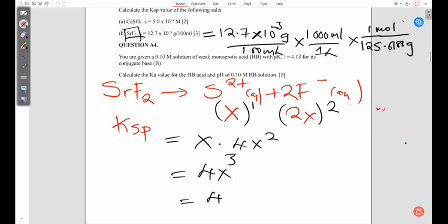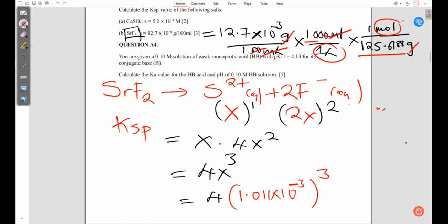So let's try to perform some dimensional analysis here. The milliliters will cancel, the grams will equally cancel, so you remain with moles per liter. Okay, you can cancel a few zeros as well to make it easier. So 12.7 times 10 to the power negative 3 multiplied by 10 divided by 125.6188. The value I'm getting is 1.011 times 10 to the power negative 3. So I said solubility represented by X should be molar concentration. So that's where that comes about.